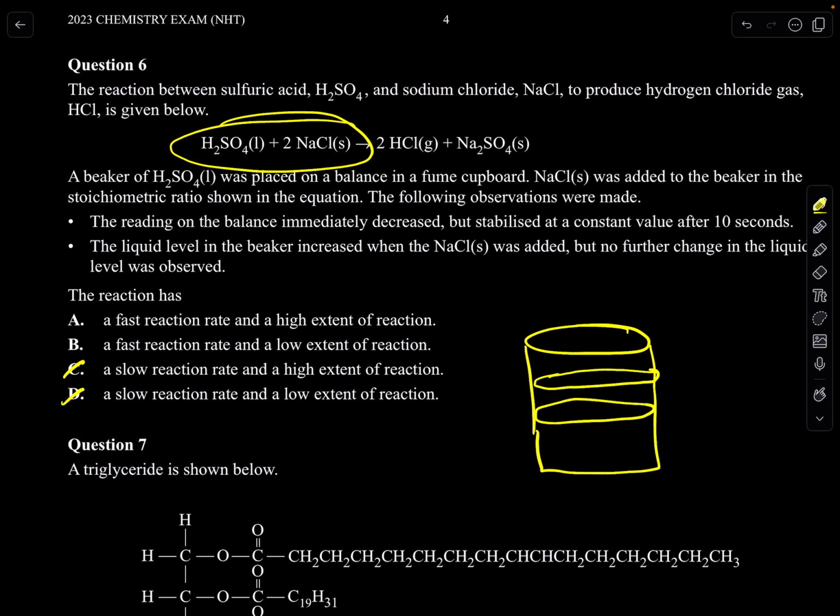It doesn't mean that all those reactants just straight away formed our products. So this tells us that we have a low extent of reaction. So choose B.